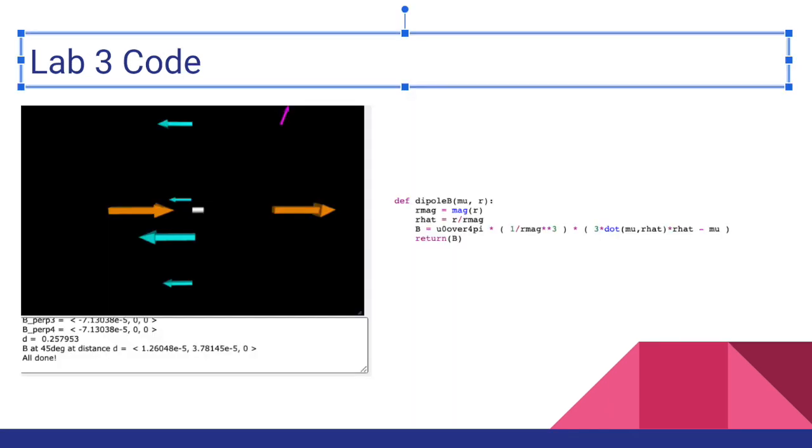Here's the computational model produced by the code for Lab 3. Using the Biot-Savart law, this code calculates the magnetic field produced by a dipole. The blue arrow represents the magnetic field produced by a dipole on a perpendicular axis, and the orange arrow represents the magnetic field produced by a dipole on axis. The code was also written to compute a magnetic field along the 45-degree axis. This value will be compared to the value we obtained in Part 2 of the lab.